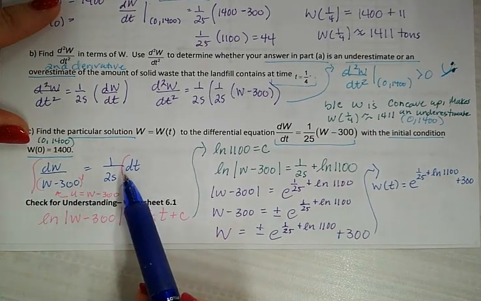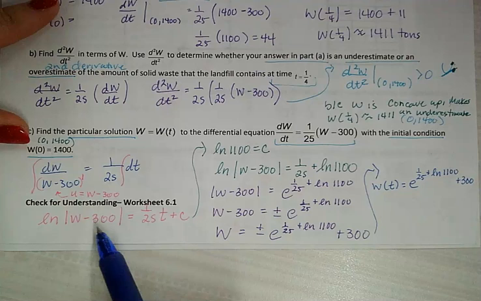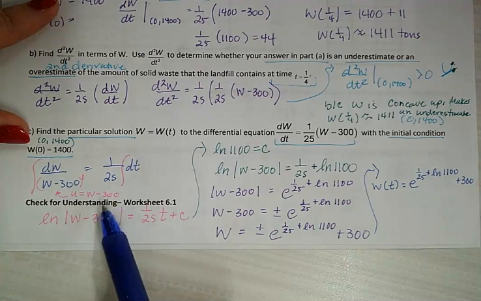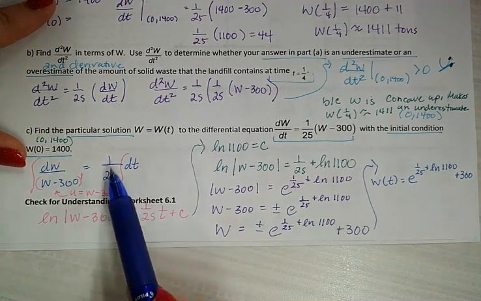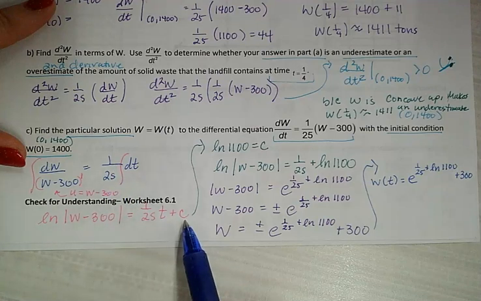So we separated our variables. And again, I told you I'm okay if it's W minus the number, if you go straight to here. If it's anything else, then I need to see a U sub. And your U sub in this case would have been W minus 300. All right, so if I went straight to here, then we integrated this side. So we get 1 over 25 t plus our C.